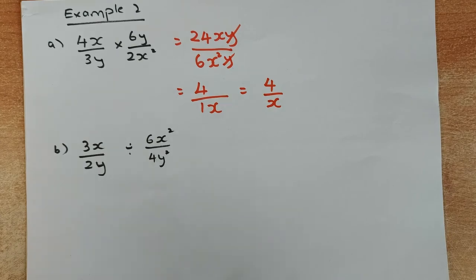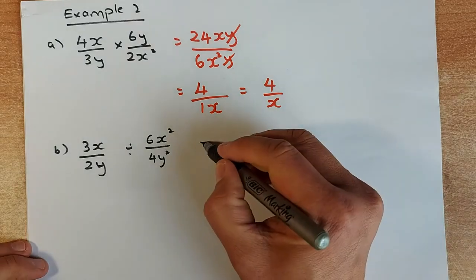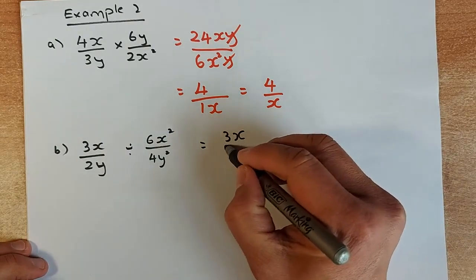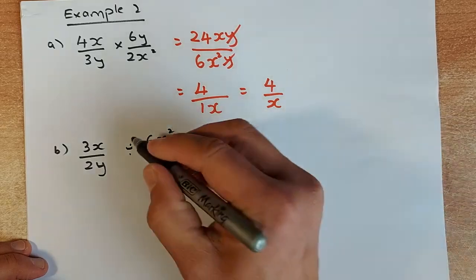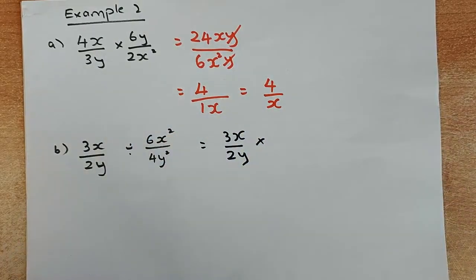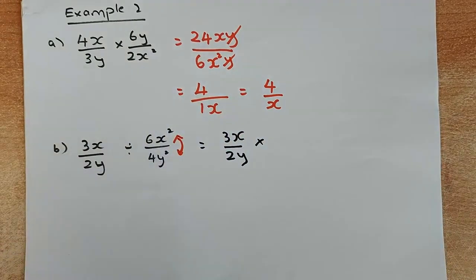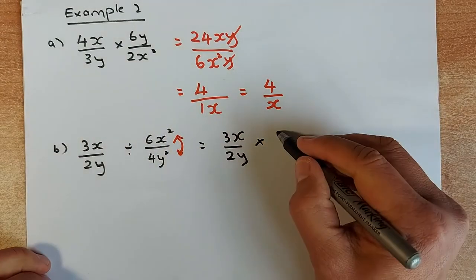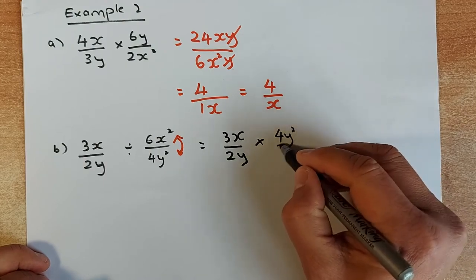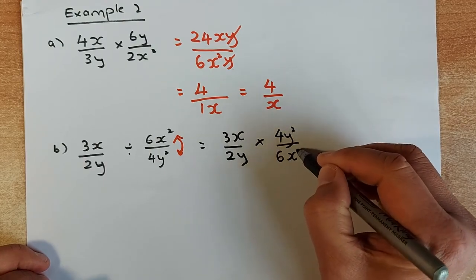Now we do the second example. If you have a division, the first thing you do is you are going to multiply them. When you multiply them, 3x over 2y, what you do, you have to swap it over. The second fraction, you have to swap the way around. So it becomes multiplied by 4y squared divided by 6x squared.